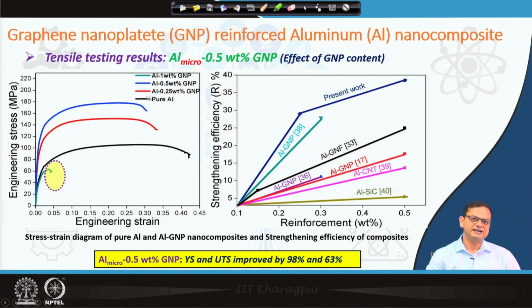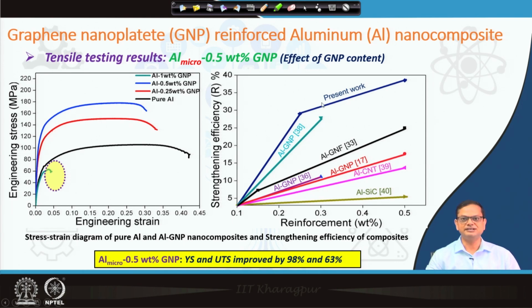However, once there is more GNP, 1 weight percent, as you can see here, that leads to poor strengthening. Why? Because of the agglomeration problem. Till 0.5, the story was good. The moment the GNP content was increased beyond 0.5 or 0.75, you can see there are a lot of porosities, and those porosities lead to premature failure, and that is why you see poor strength at higher loading of GNPs.